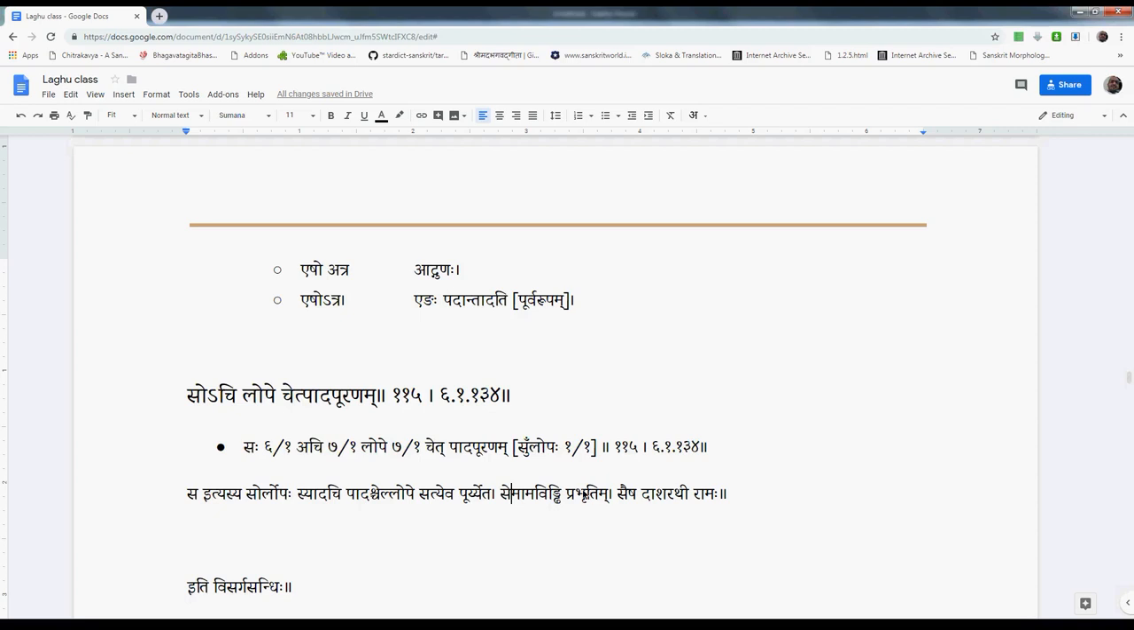Semam vidhi prabhutim. Prabhuti means etcetera. There are some examples given here, and the other is saisha dasharathi ramaha. This is anushtup chanda. The other is a little difficult chanda. It is a Rigveda mantra, so I will not talk about that. The mantra is semam vidhi prabhutim yishishe. That is jagati chanda. This is jagati chanda in a Rigveda mantra, I will just mention in brackets.